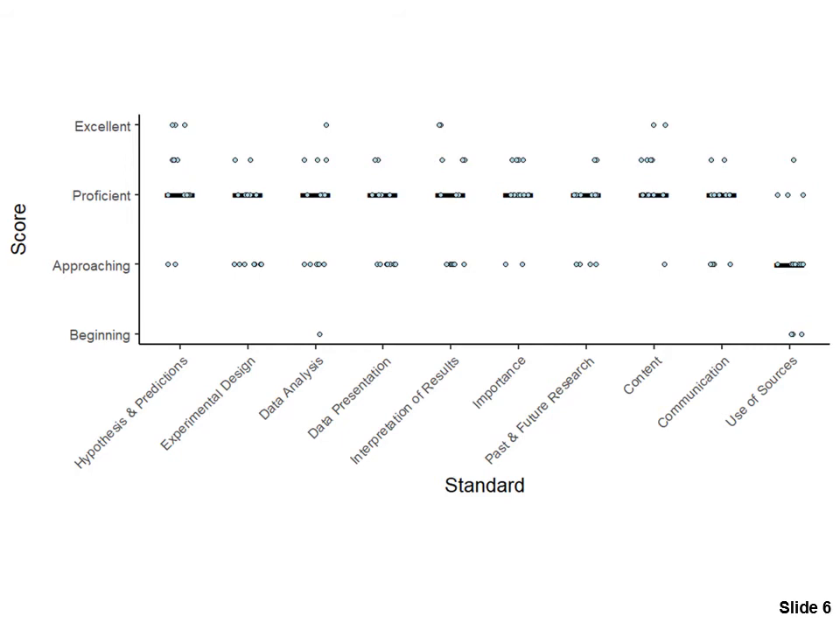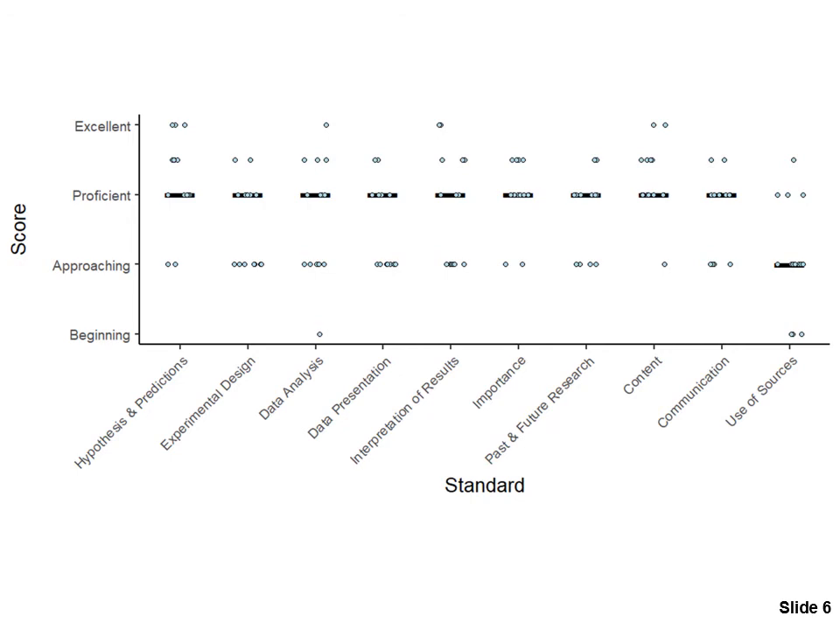And so that's what I'm looking for. However, you can see that under use of sources, the average for the class is approaching, which is below, it's not meeting the standard, right? It's not proficient. So that's a problem. What that means is that the class as a whole really needs to work on use of sources.